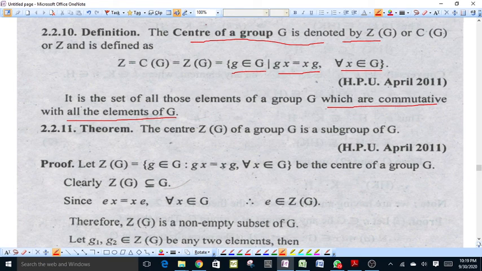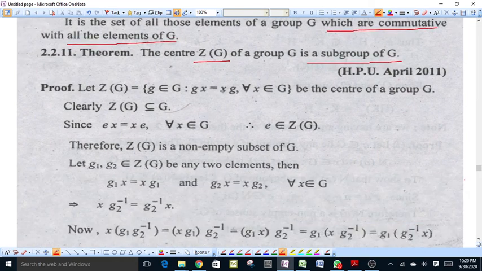See this theorem. In this theorem, we will prove the center Z(G) of group G is a subgroup of G. From the definition of center of group, Z(G) is equal to the set of all those elements g of G such that gx is equal to xg for all elements x of G. That is the set of elements which commute with the elements of group G. This set is known as the center of group G.